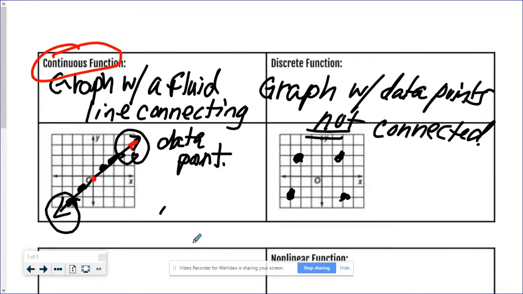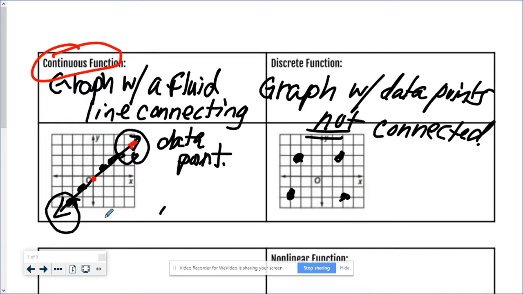So it's a graph with data points that are not connected. So I am not going to draw a line to connect these dots. They're just 4 random data points that happen to fall on the same graph. Next quarter or next unit, we will talk about scatter plots, and scatter plots are a really good example of discrete functions, meaning that we're not going to connect our dots. So continuous, connect your dots, discrete, dots are not connected.